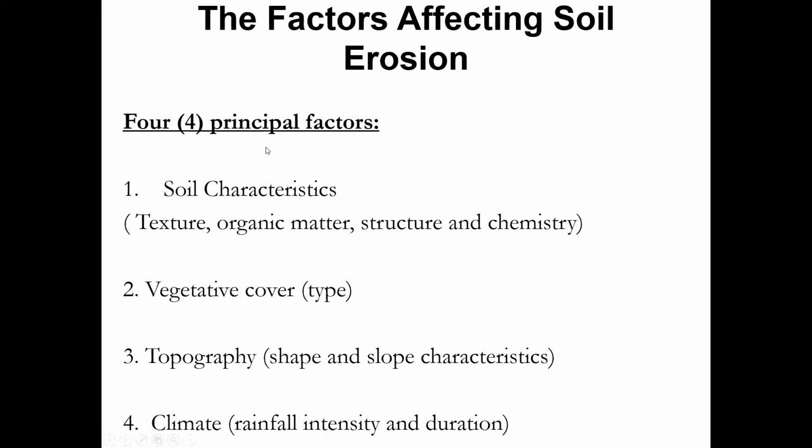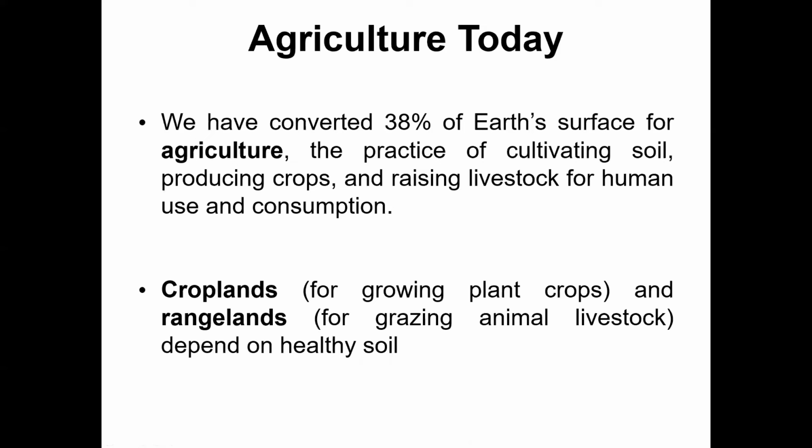Looking at agriculture today, we have converted 38% of the Earth's surface for agriculture, the practice of cultivating soil, producing crops, and raising livestock for human use and consumption. Croplands are essentially used for growing plant crops, and rangelands are used for grazing animal livestock. All depend on the health of the soil.